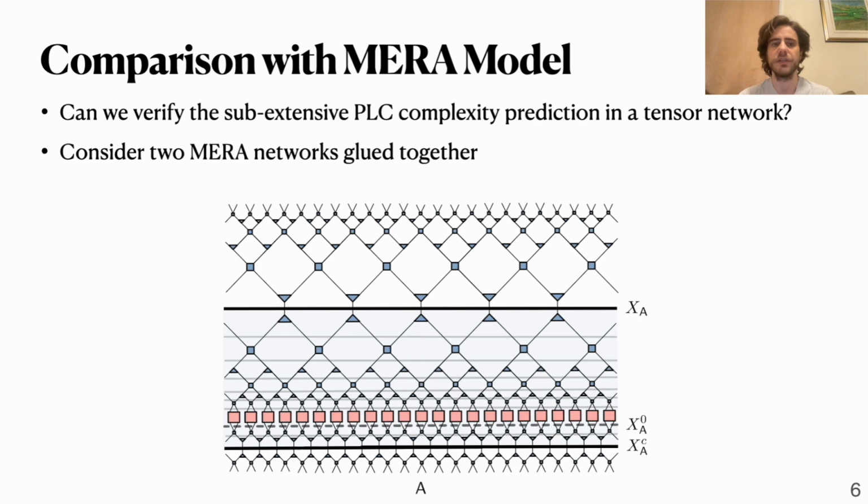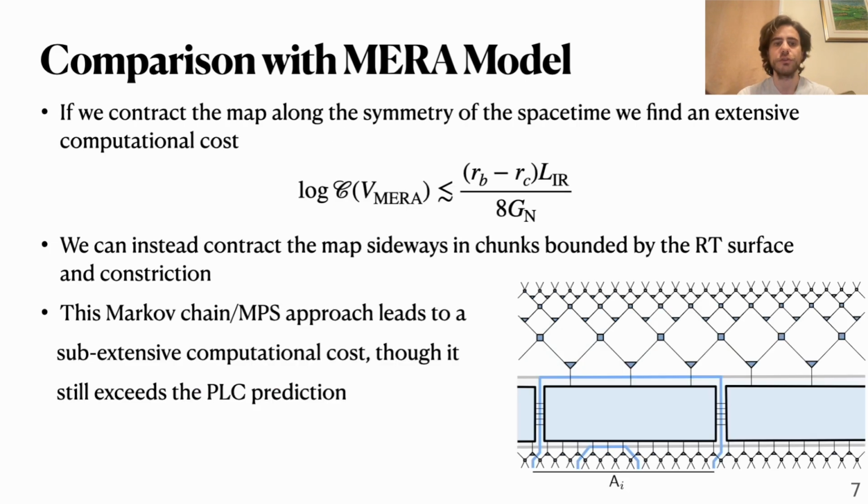To compute the complexity, we will represent the planar geometry with two mirror tensor networks glued together. We will explore the computational cost of contracting this map in two different ways. The first is to contract the mirror tensor network along the RG direction, which leads to an extensive computational cost. We can, however, contract the map sideways using chunks which only have non-vanishing mutual information with their neighbors. This Markovian or MPS approach leads to a sub-extensive computational cost, though one which still exceeds the PLC prediction.